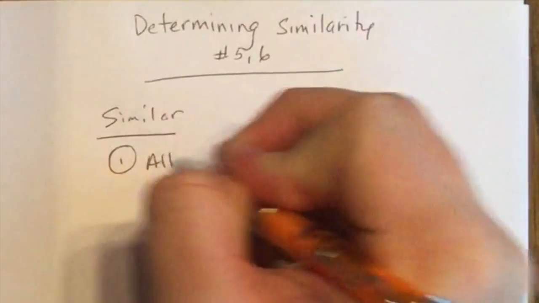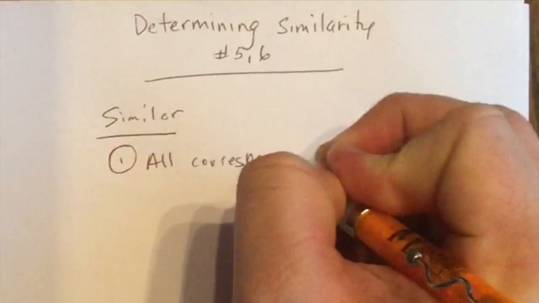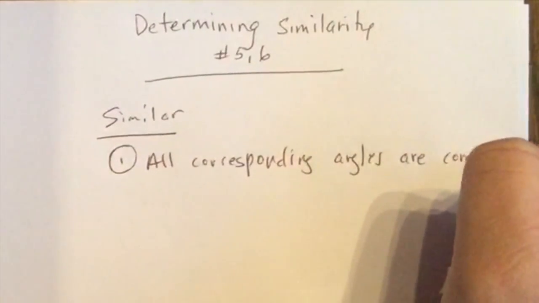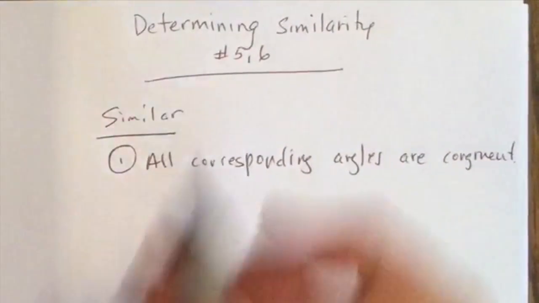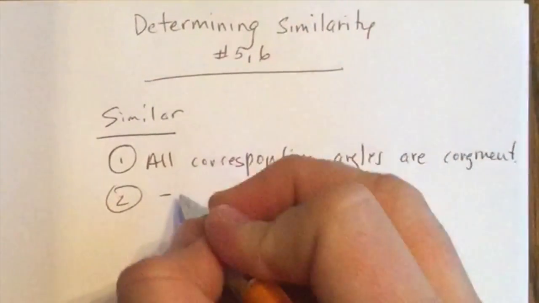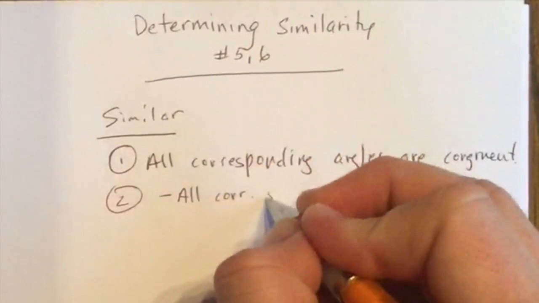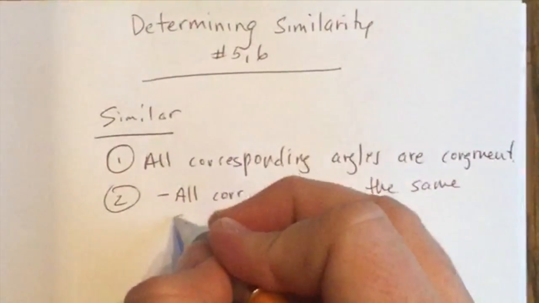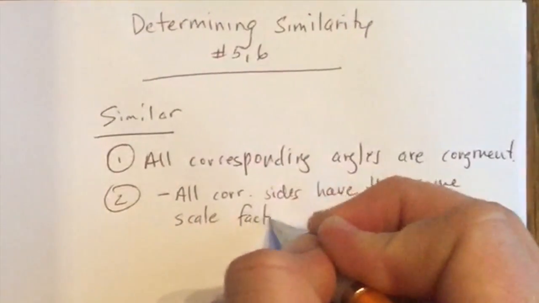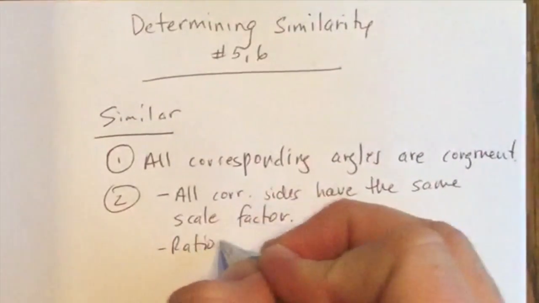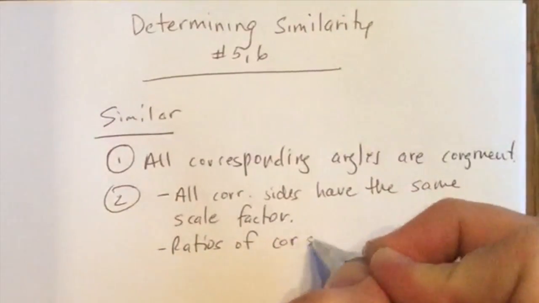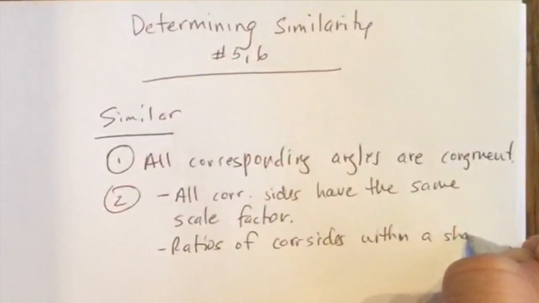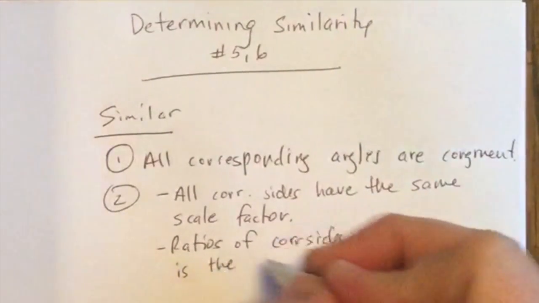Number 1, all corresponding angles must be congruent. And the second criteria can be said in two different ways. I can either say that all corresponding sides have the same scale factor, or I could say that the ratios of corresponding sides within a shape are the same.